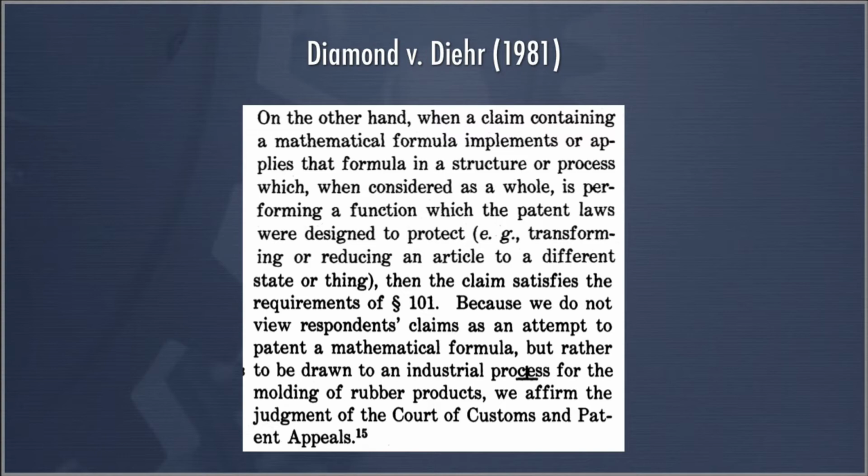"When a claim containing a mathematical formula implements or applies that formula in a structure or process which, when considered as a whole, is performing a function which the patent laws were designed to protect, e.g. transforming or reducing an article to a different state or thing, then the claim satisfies the requirements of Section 101. Because we do not view respondents' claims as an attempt to patent a mathematical formula, but rather to be drawn to an industrial process for the molding of rubber products, we affirm the judgment of the Court of Customs and Patent Appeals."